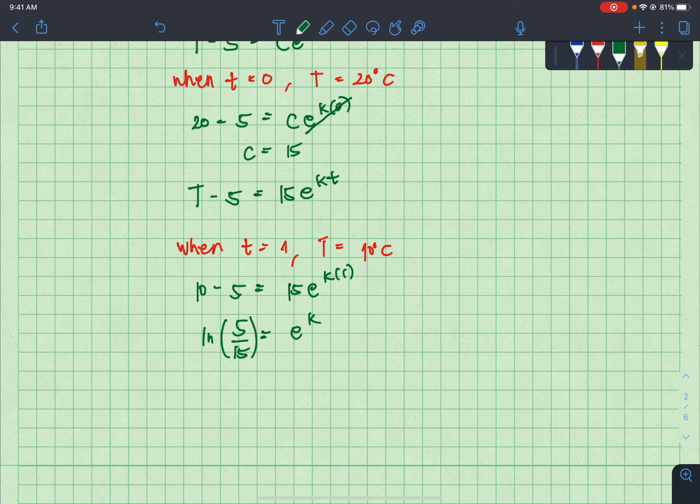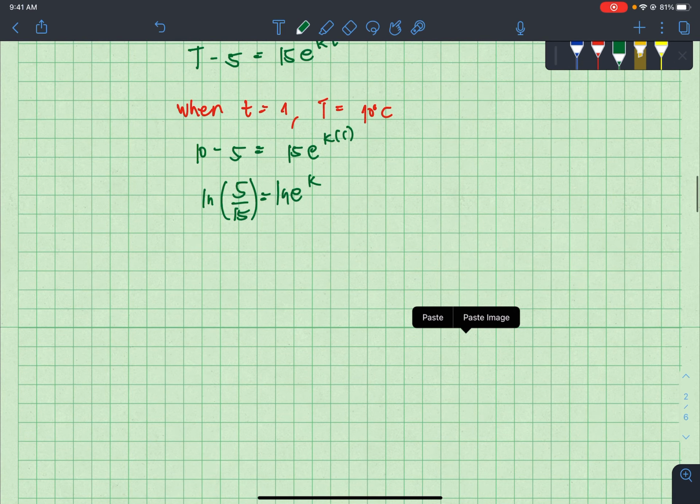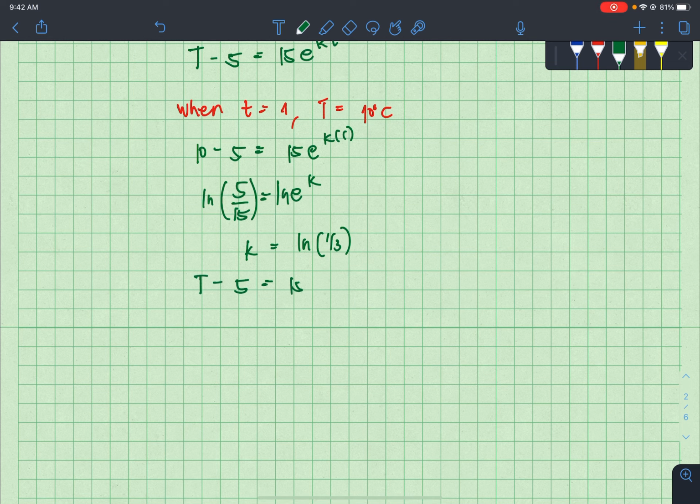Take the natural logarithm of both sides. That would make k equivalent to ln of 1/3. So our k is ln of 1/3, giving us our final working equation: T minus 5 is equal to 15 e raised to t ln of 1/3. So this will become our working equation: T minus 5 is equal to 15 e raised to t ln of 1/3.